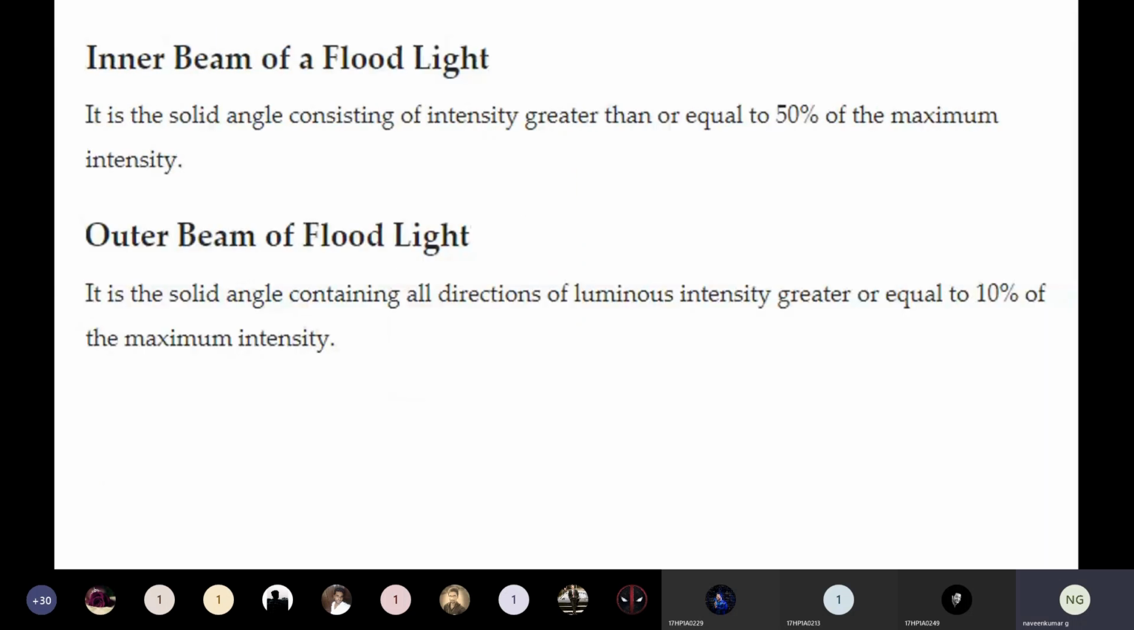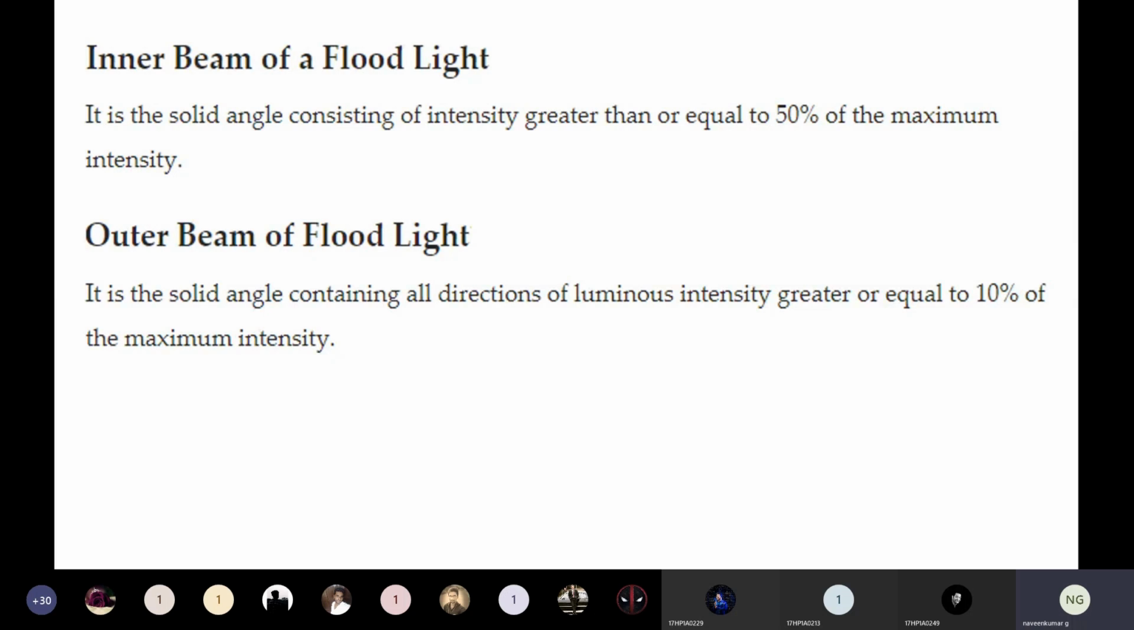Next, what is the inner beam of a floodlight? It is a solid angle consisting of intensity greater than or equal to 50% of the maximum intensity. So, greater than or equal to 50% of the maximum intensity, what is the solid angle? 4 pi. So you have already defined. Whatever intensity covers more than 4 pi steradians is called the inner beam of floodlight spread. Now, what is the outer beam of a floodlight?